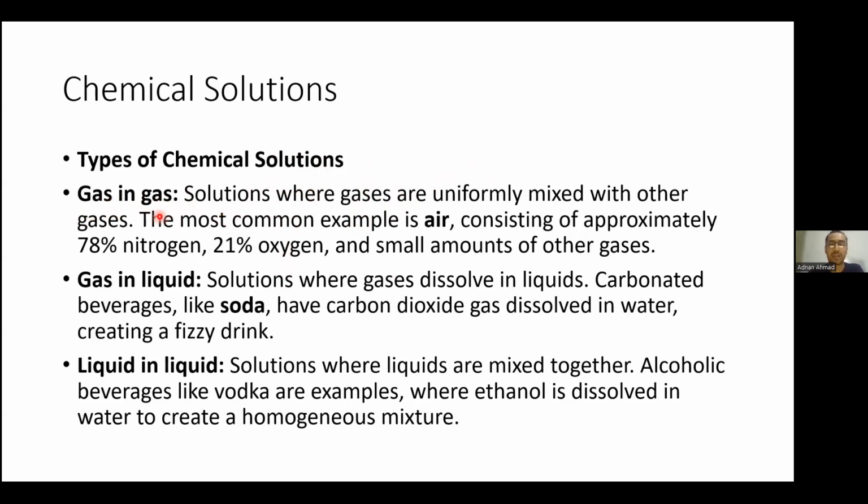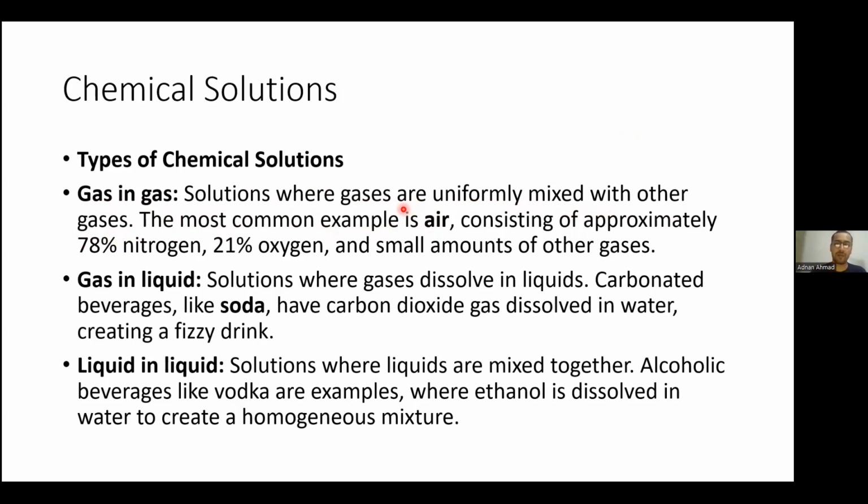So the type of solution, gas in gas, where a solute is also a gas and a solvent is also a gas. This is very interesting information. Please pay attention. These are solutions where gases are uniformly mixed with other gases. The most common example of this type of solution, where gas is dissolved in another gas, is air, the air that we are breathing, right?